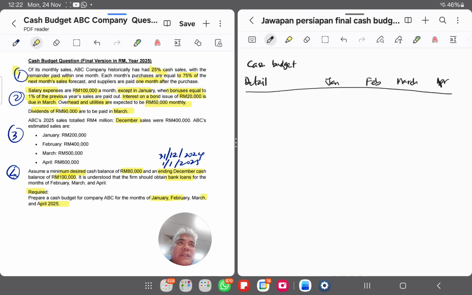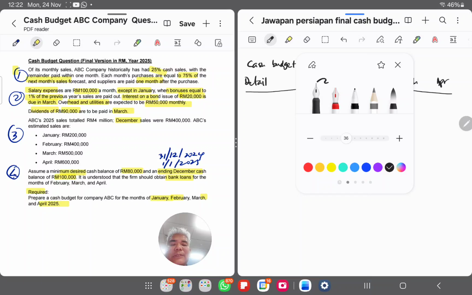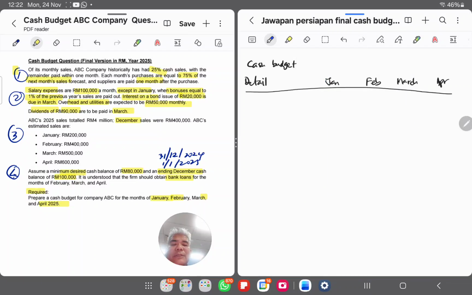First of all, the main important thing is the sales. So this is the sales. The sales is not included for the purpose of plus or minus; it is just a reference.